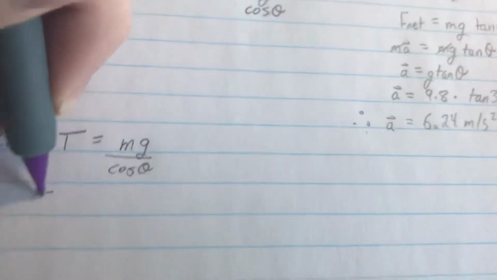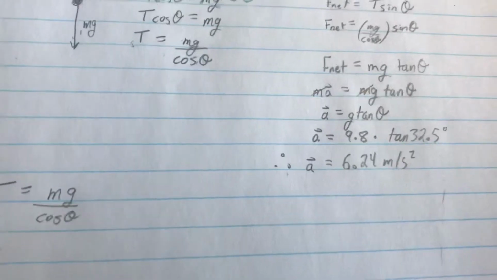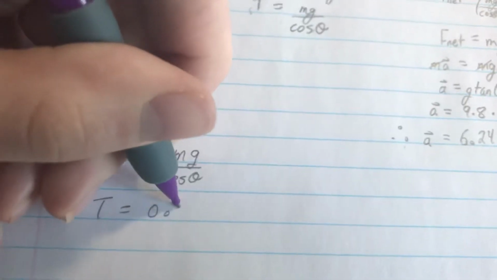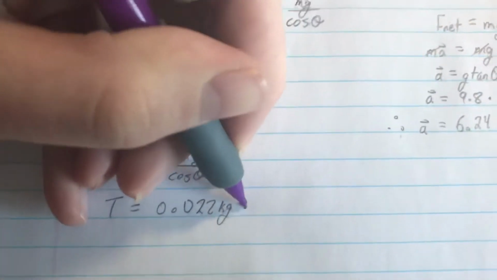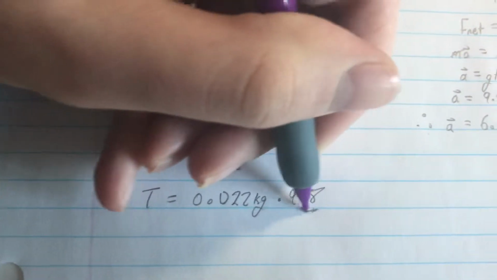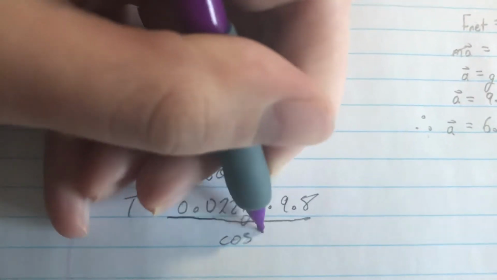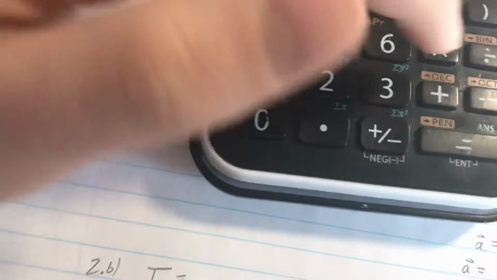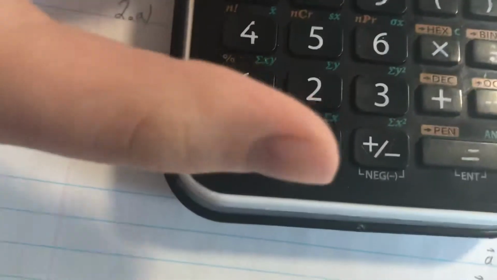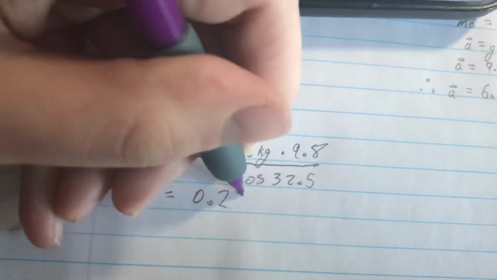T equals, the mass they said was 22 grams, which is 0.022 kilograms, times 9.8 over cos 32.5. So our tension is going to be 0.022 times 9.8 divided by cos 32.5, which is 0.26 newtons.